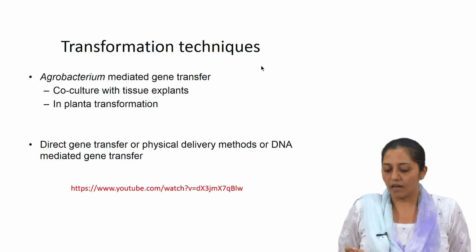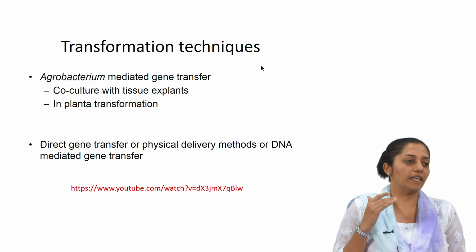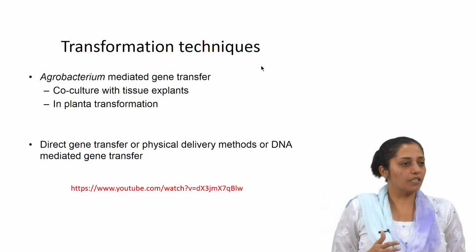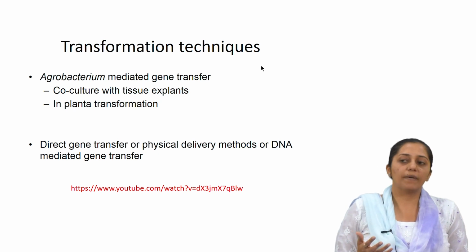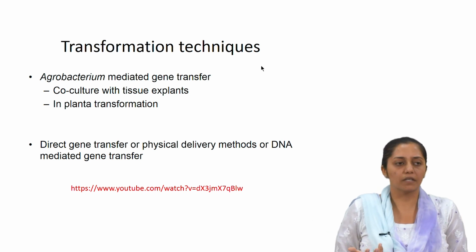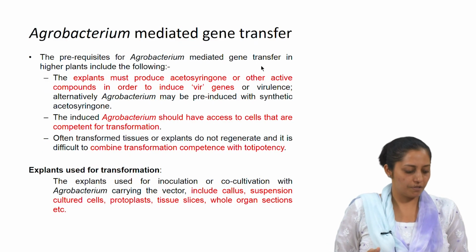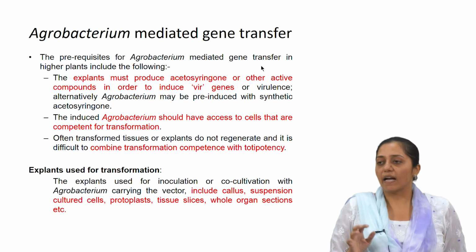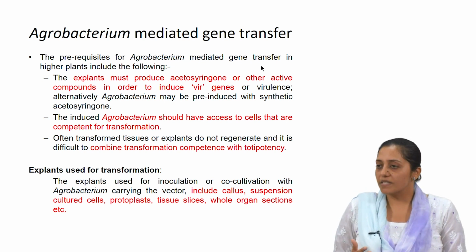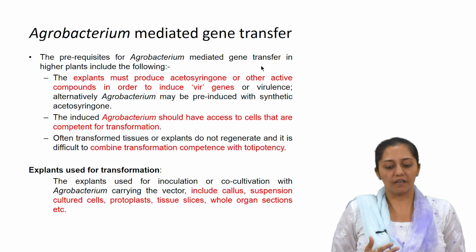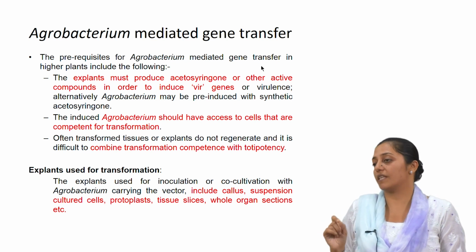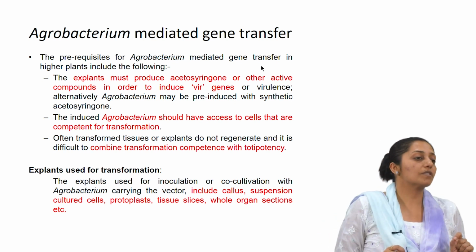Then direct gene transfer or physical delivery methods. In direct gene transfer, we are not using Agrobacterium as a tool, for example the gene gun, which I think you must have heard about, and there are other methods which we will see. For Agrobacterium-mediated gene transfer, the prerequisites involve the explant producing acetosyringone. What was acetosyringone?